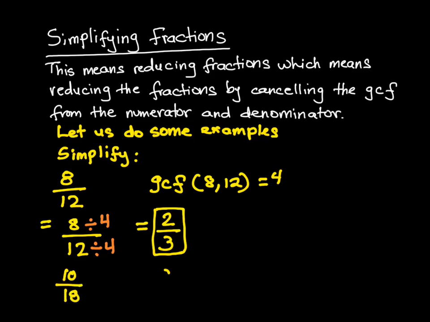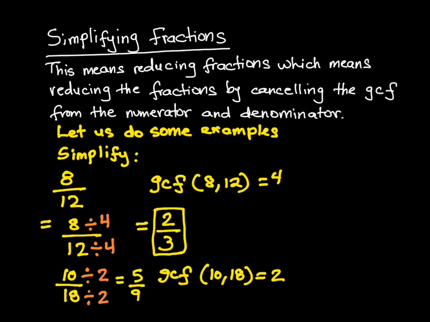Let's see another example. When you see 10 over 18, you find the GCF. So what is the GCF of 10 and 18? Looks like it is 2. That goes into both 10 and 18. And what we have to do now is divide both the numerator and the denominator by 2, and you get your 5 over 9.